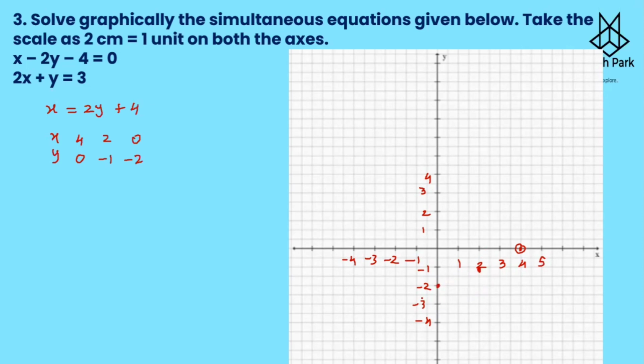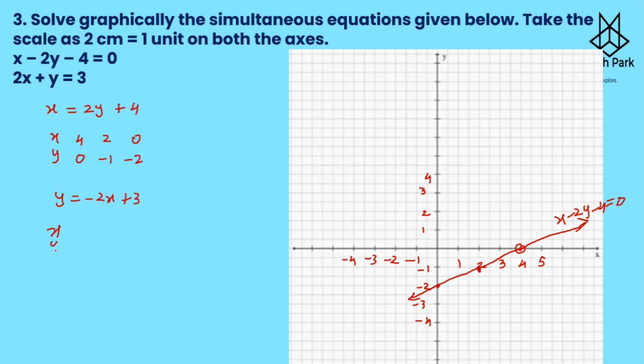So we have this line ready. So this is our line. Do not forget to write the equation of the line here. So the equation is x minus 2y minus 4 is equal to 0. Let's start creating the points for the second one. So we have 2x plus y is equal to 3. Let us make y the subject. So y is equal to minus 2x plus 3.